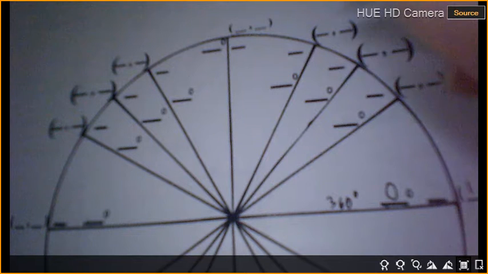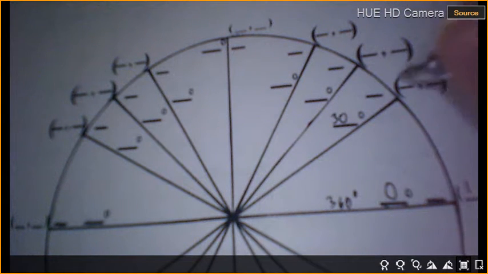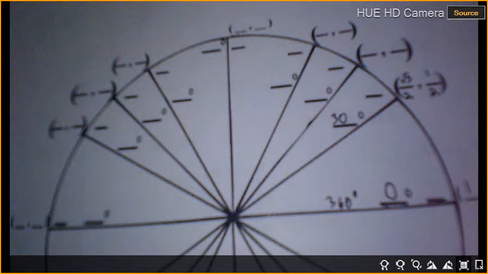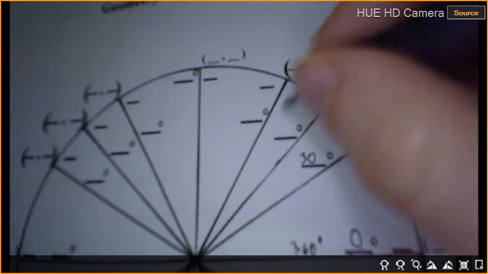And then we're going to go to 30 degrees. And then that's square root 3/2 and 1/2. We've got 45 degrees, which is square root 2/2, square root 2/2.